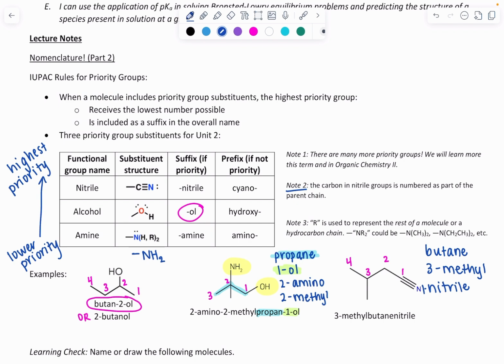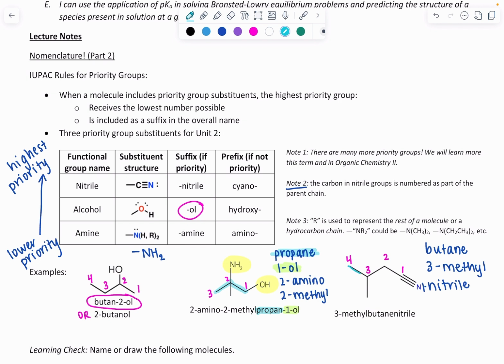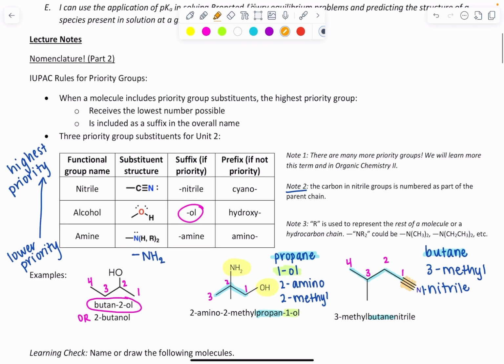So again, let's put the name together. Parent chain right here: butane. Nitrile group, that gets the suffix because it's the highest priority group. And then the last substituent is the methyl on carbon 3, and that is included as a prefix.